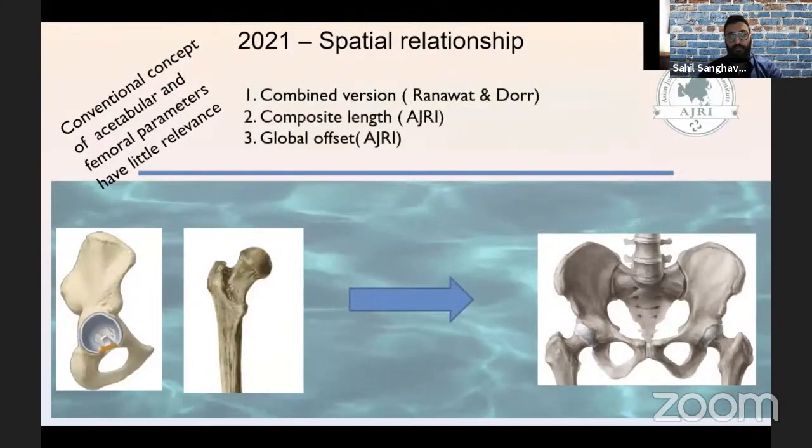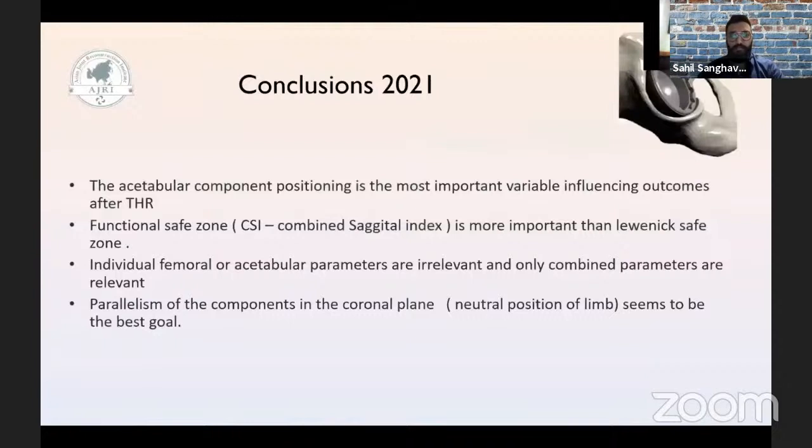And we have three parameters: combined version, described by Dorr, and then there's the composite length, and there is the global offset. So individual parameters of socket and femur are not valid anymore, and we are interested only in the combined parameters. So in conclusion, I'd like to tell you that the acetabular component positioning is the most important variable influencing outcomes of the THR.